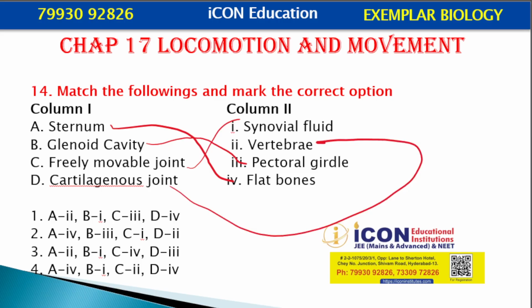So where is our answer? A4. A4 is given in the second and fourth option. Then B is the deciding factor. Glenoid cavity, B3, pectoral girdle. So A4, B3. Here it is running. Match the remaining two also. C1, D2.